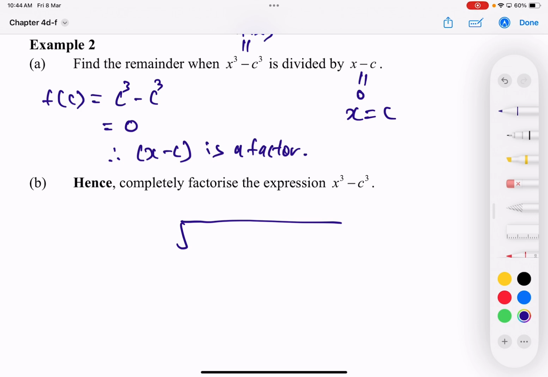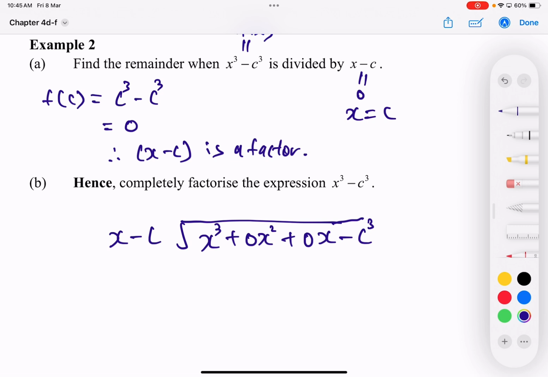Now, remember when I told you that when you want to do long division, you have to make sure that the powers of x are descending. That means I have x cubed. The next one is you must have 0x squared plus 0x minus c cubed. Please put this down. And you are trying to divide by x minus c.